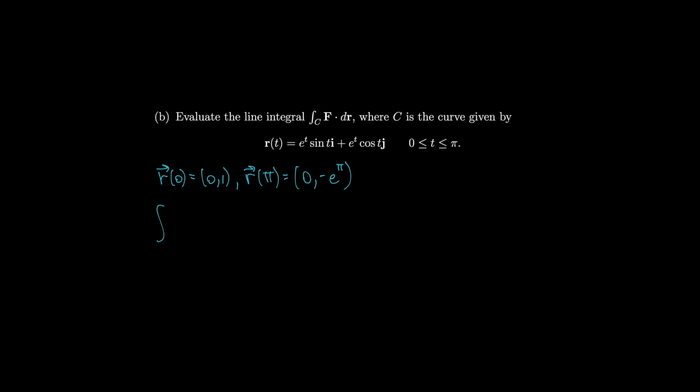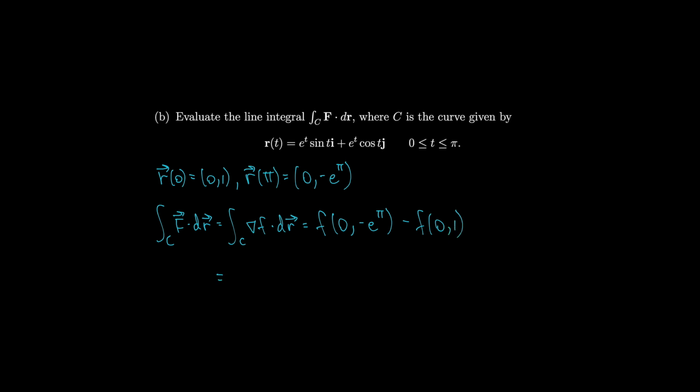So that means that the line integral over c of f dot dr must be equal to the line integral over c of del f dot dr, because we showed that f is conservative, and then we even found the potential function for f. And this is just going to be that potential function f evaluated at our endpoints, f of 0, minus e to the pi, minus f of 0, 1.